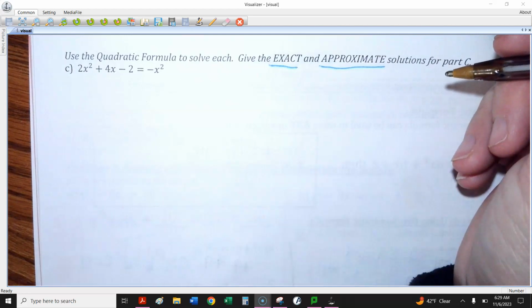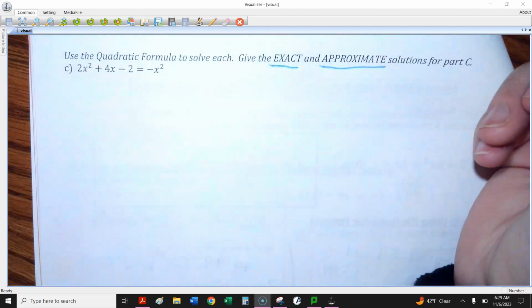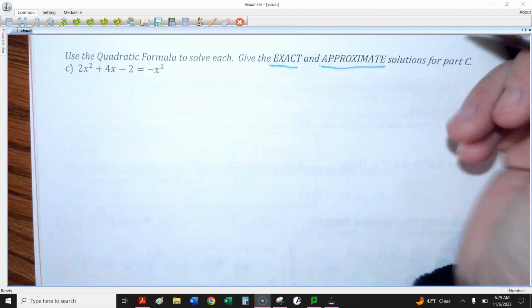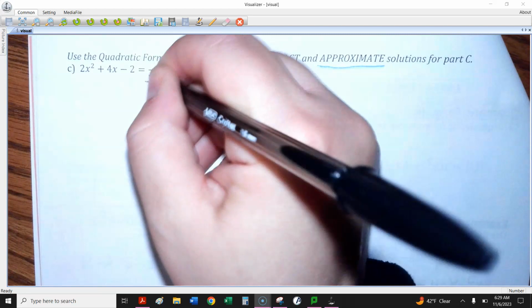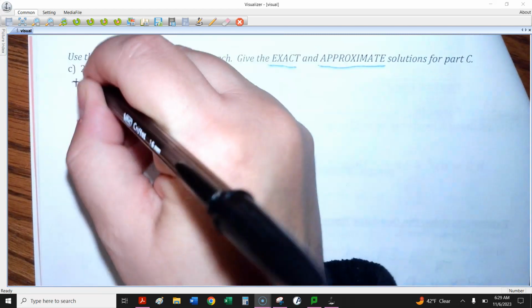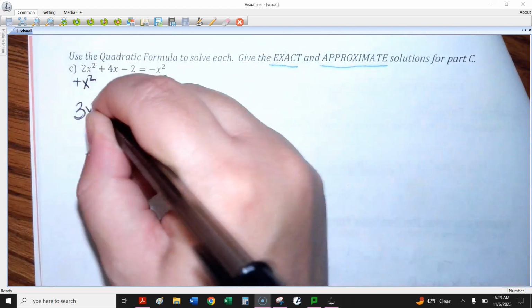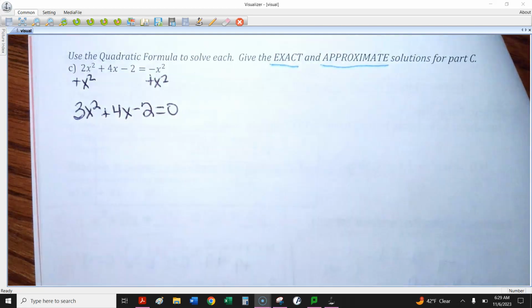And so I'm going to show you how to deal with these two different requests in this question for what we call an exact and what we call an approximate. For the approximate, you would need your calculator. Okay, I'm going to start out and set this guy equal to 0 to start. So I'm going to add the x squared and just combine that with the 2x squared I already had. So we're going to then have 3x squared plus 4x minus 2 equals 0. And I don't see anything in common between those terms. They're not all divisible by something, so we're just going to work from there.